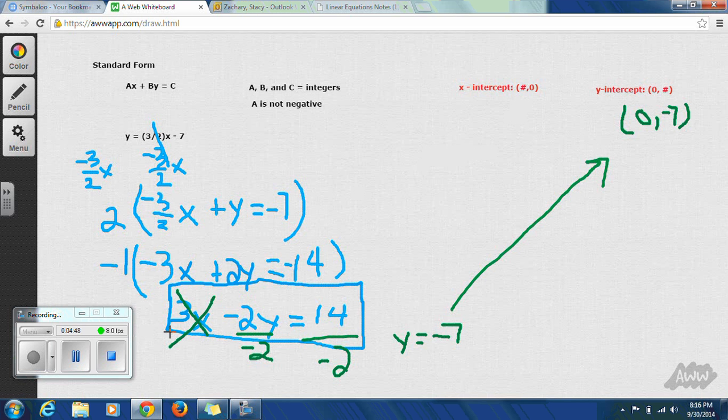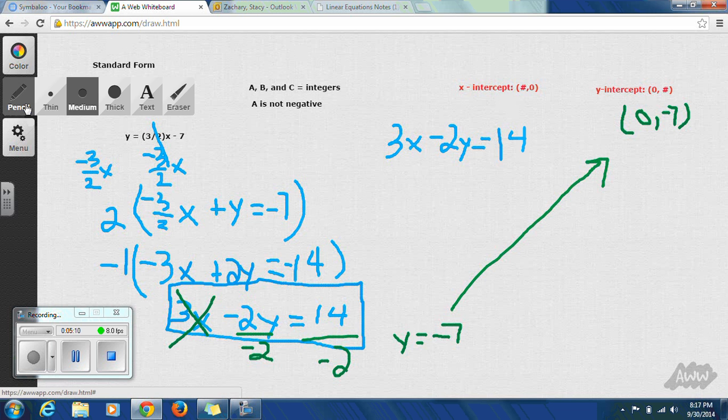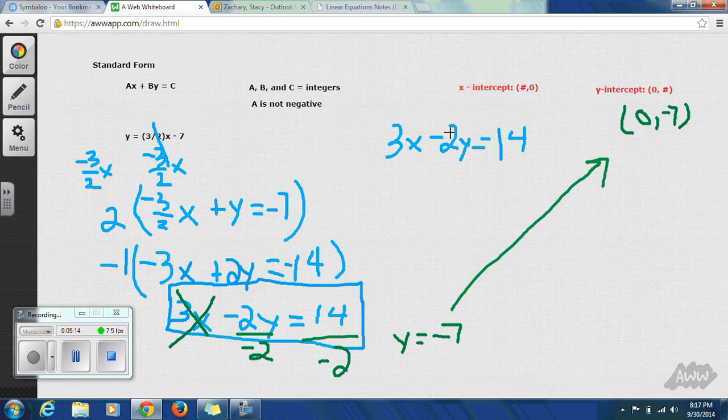Okay, similarly, it's fairly easy to do the x-intercept. Instead of crossing out this part, I'm going to rewrite the equation so you can see it again. Here's the equation we had, 3x minus 2y equals 14. If I wanted to find the x-intercept, standard form makes it pretty easy because all I have to do is pretend like the y doesn't exist. And then I solve. In this case, I'm dividing both sides by 3.